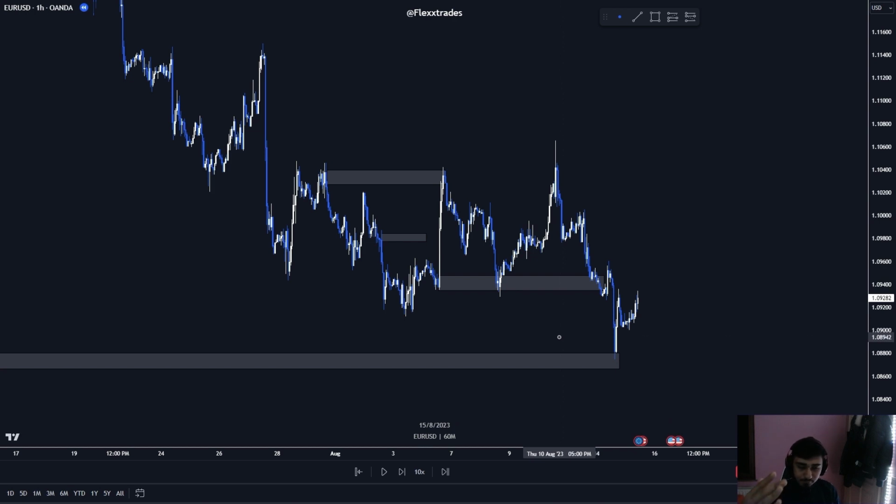So let's say you mark off the 4 hour demand zone, right? You don't want to be waiting until price comes to the 4 hour demand zone. It's gonna take a very long time. Instead of doing that, you're just gonna trade the PingPong towards there.